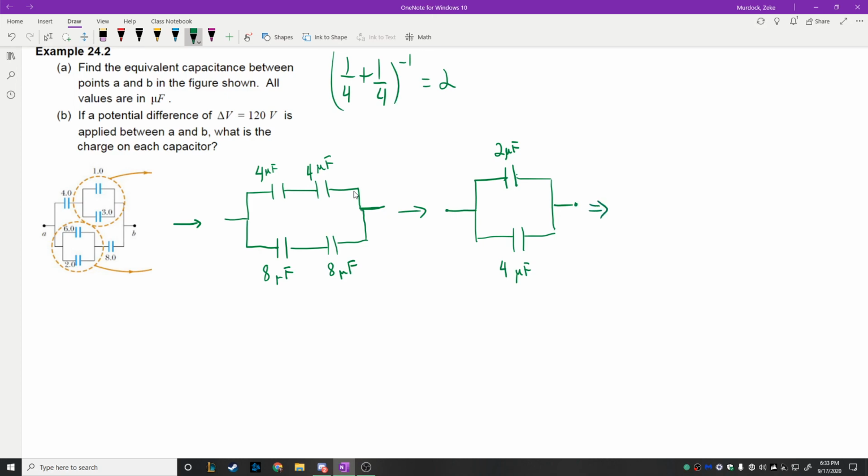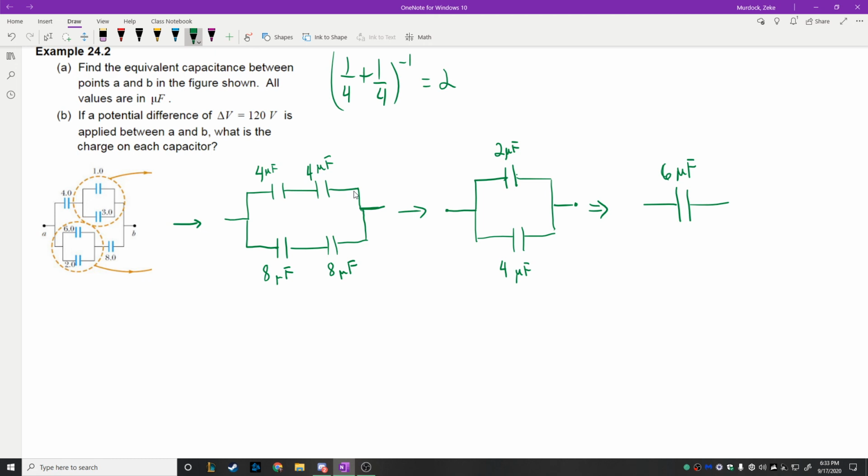And then we reduce this down one more time into just 1 capacitor, and that capacitor will have, they're in series, or not, sorry, they're in parallel, so we get 6. Pretty easy, right?